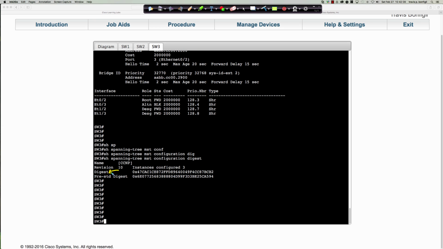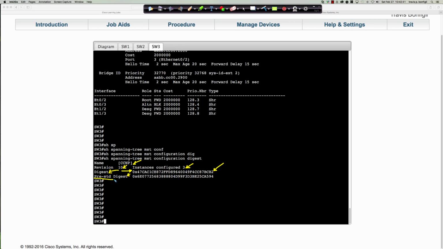Now, we see two digests here, right? I'll talk about this in a second. Here is the digest we're interested in, and that needs to match, or else the spanning tree neighbor will not be considered intra-region, in the same region. The three things that need to match are the name, the revision number, and the VLAN to instance mapping, and you see instances configured 3. That is all communicated in this digest.